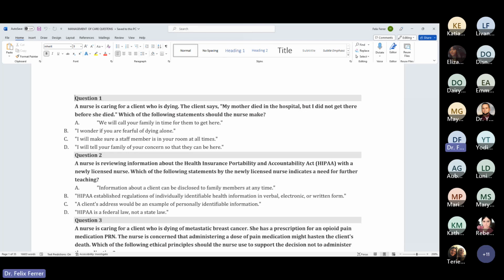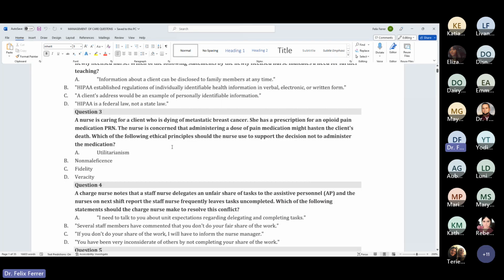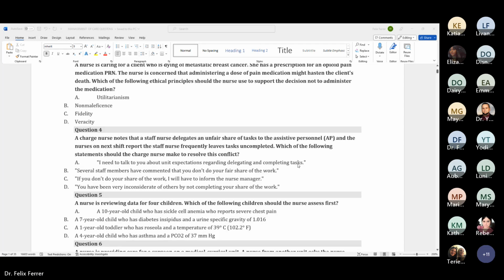Okay, let's go to the next question. This is a client who is dying of metastatic breast cancer and she has a prescription for an opioid pain medication, PRN. And the nurse is concerned that administering the dose of pain medication might hasten the client's death. What ethical principle should the nurse use to support the decision not to administer the medication? B. Yeah, really good, really good.